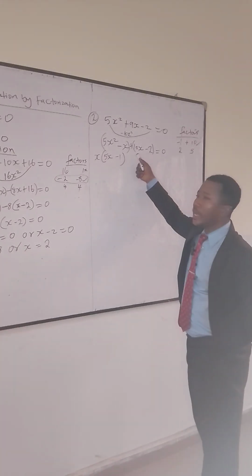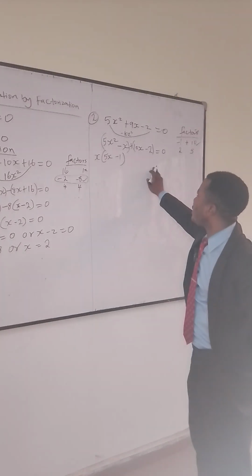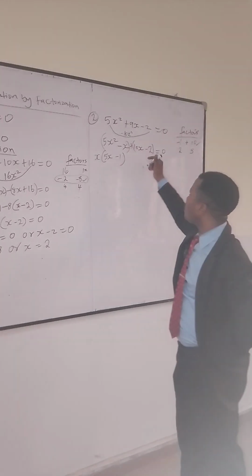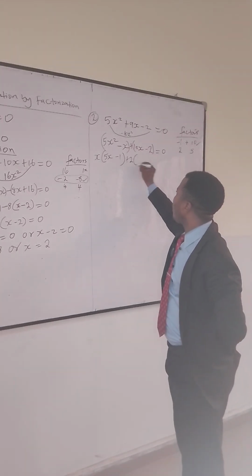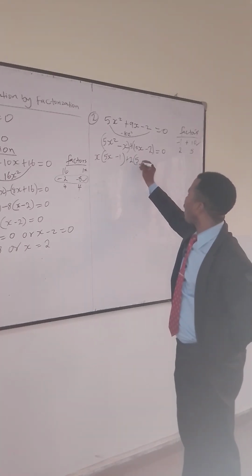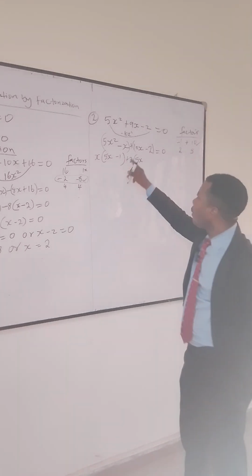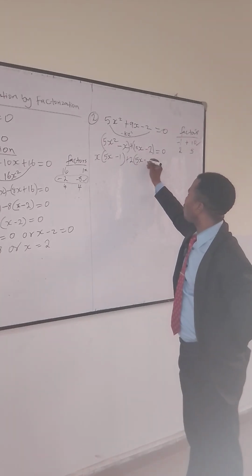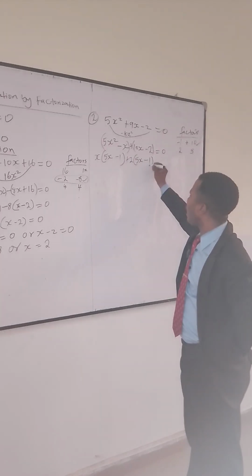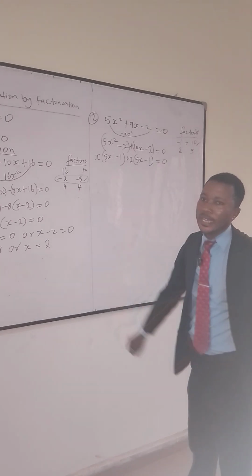The same thing here. What can go here? What's common here? What can divide here? You can see 2 can divide here and 2 can also divide here. So we're taking 2. 10x divided by 2 is giving us what? 5x. And of course, plus times minus is giving us what? Minus. 2 divided by 2, we are having what? 1 is equal to 0.